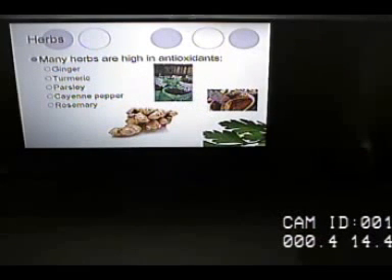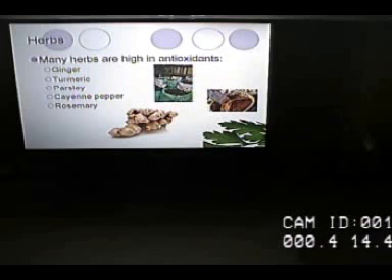Different herbs, ginger, turmeric, parsley, cayenne, rosemary. These also are detoxifiers for the liver. So you see the connection here? It's all connecting.